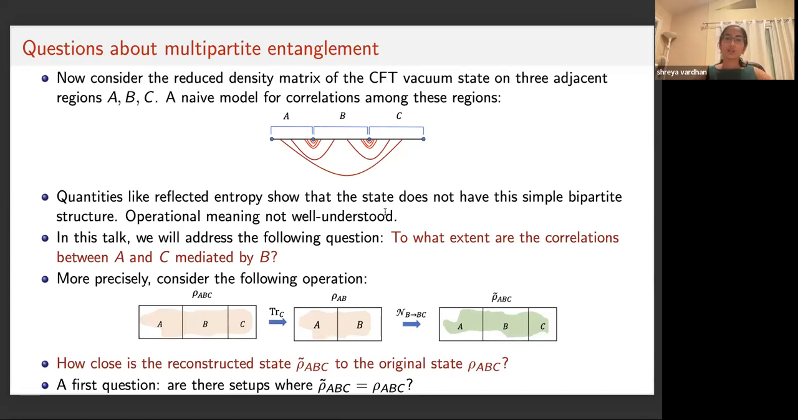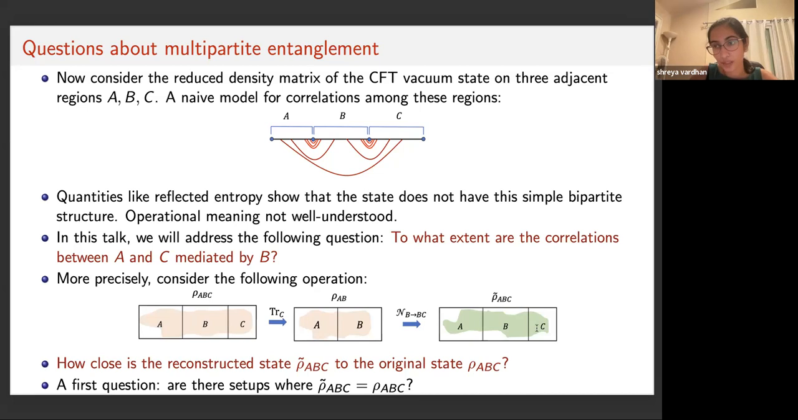In order to make this question more precise, we can consider the following operational setup. We start with the reduced density matrix rho ABC. Then in this state, we throw away or trace out the subsystem C, so we're just left with rho AB. Now we want to act with some channel on this state, but this channel should act non-trivially only on the region B, not on A.